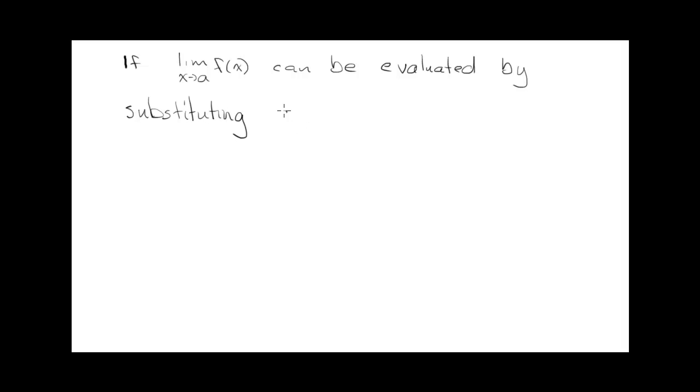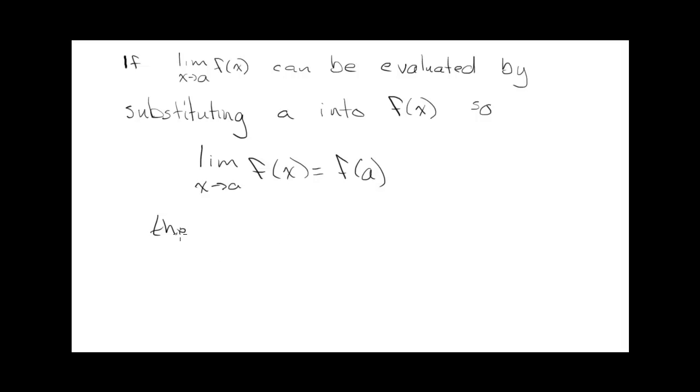So if the limit as x goes to a of f at x can be evaluated by substituting in a into f at x, so limit as x goes to a of f at x was equal to f at a, so that was like that last example, then we call this direct substitution.